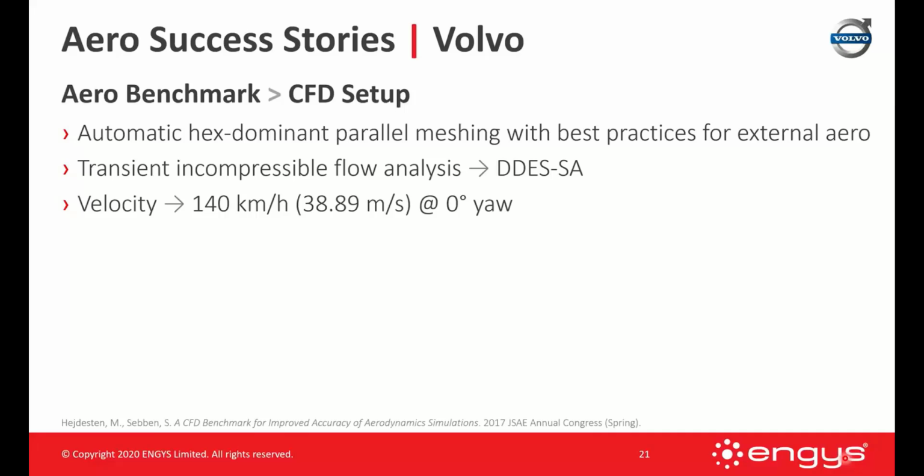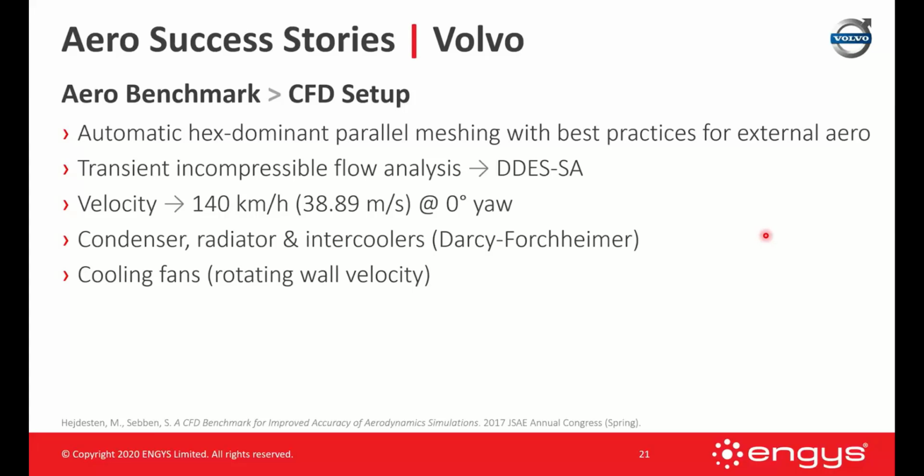The CFD setup used an automatic hex dominant parallel meshing with the best practices for external aero. It is a transient incompressible flow using the delayed detached eddy simulation, specifically using the Spalart-Allmaras formulation for turbulence. So these are transient simulations using DDES. The velocity is 140 kilometers per hour and 0 degree yaw, as I've already mentioned. There's condensers, there's radiators, there's intercoolers. That porous media was approximated using a Darcy-Forchheimer model, and the cooling fan physics were approximated using a rotating wall velocity.